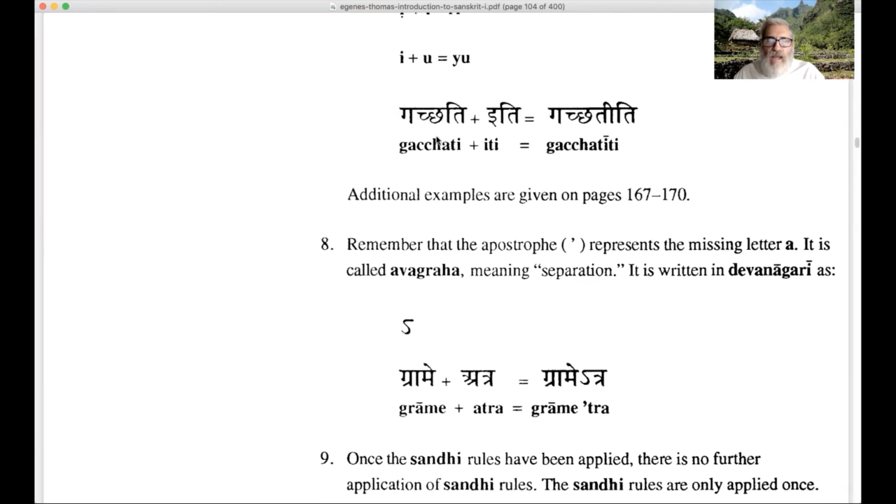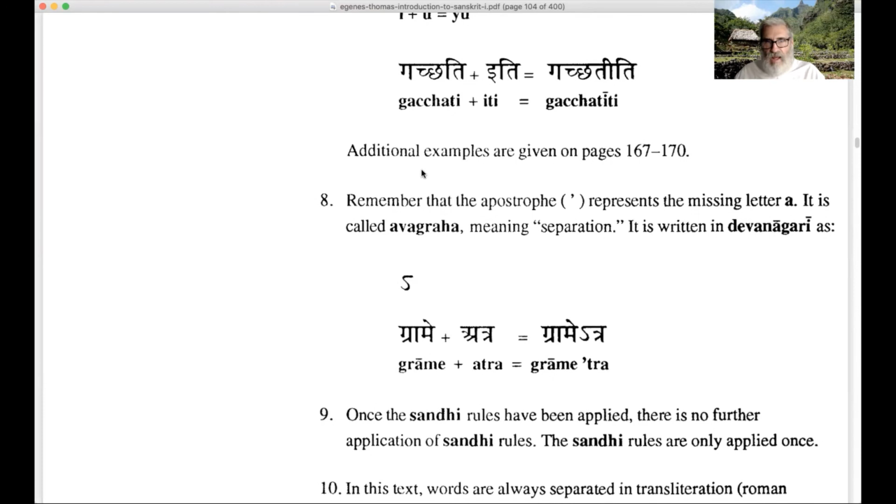Okay, so here we have another example. Gachati plus iti. We have a word ending in a short I and the next beginning with a short I. Naturally it comes together and becomes gachati, with a long I. Other additional examples are given on pages 167 to 170, which you can check out yourself.